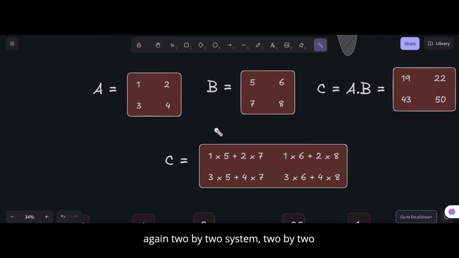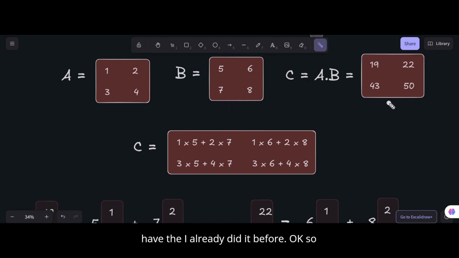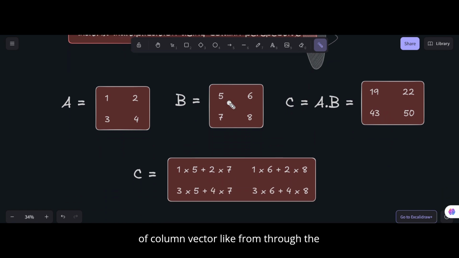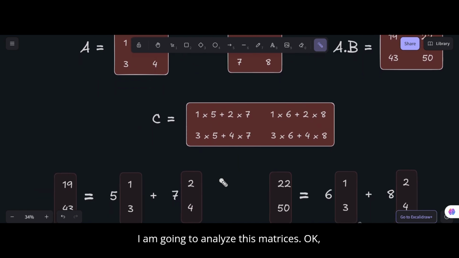I have taken a 2 by 2 system again because it's easier to solve and visualize. Here I have taken two matrices A and B, and I have computed the matrix multiplication beforehand, like I already did it before. So here I have my C matrix. First, for the column perspective, I'm going to follow the basic matrix multiplication rule, and I stop after the first step. So I'm going to stop here and analyze these matrices.